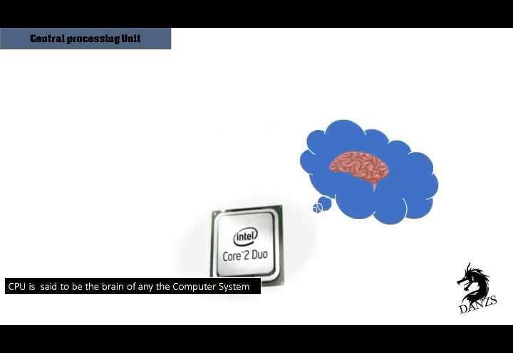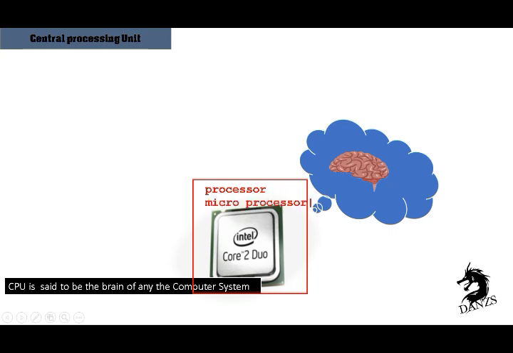As we all know, CPU is the brain of computer. Every computer system has a brain. Even your mobile phone also has a brain, which is known as CPU. This CPU also has one more name. What is that? Microprocessor. Keep in mind, before we proceed forward, CPU is also known as processor or microprocessor.